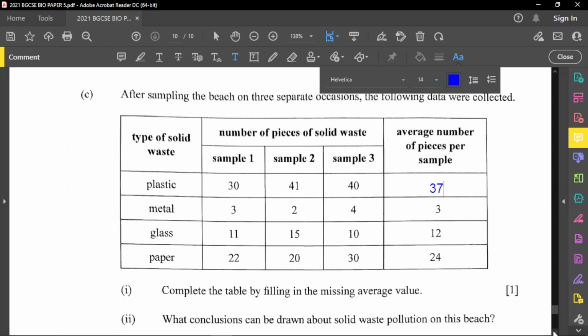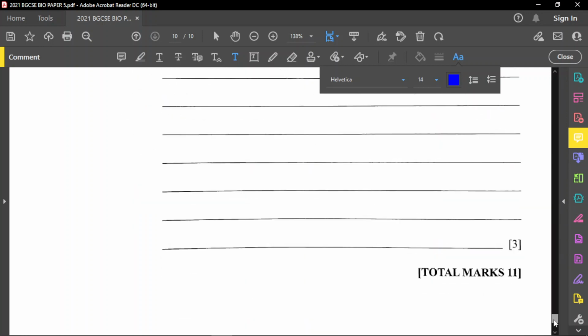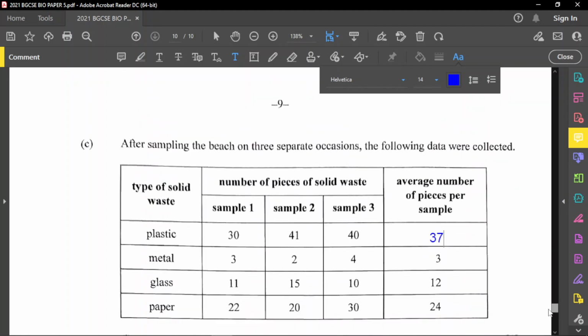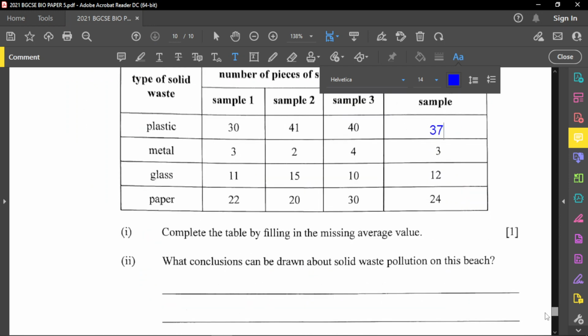Here now, the next part of the question said complete the table. No, we finished that part. Part 2 said, what conclusion can be drawn about solid waste pollution on this beach? So if we go back to the chart, there's a number of things we can talk about. Let's see how many marks this is. 3 marks. So we can talk about 3 things, right? So look at the values carefully, see what they can talk about. Then we have plastic, metal, glass, and paper.